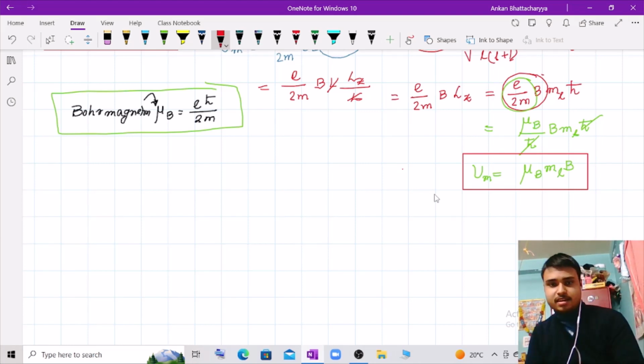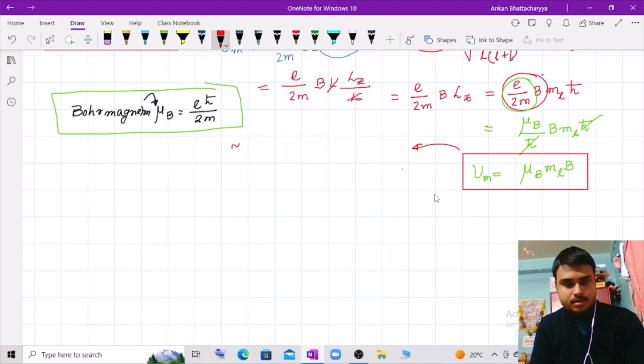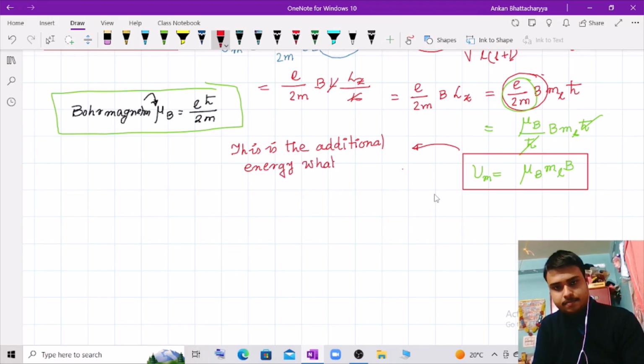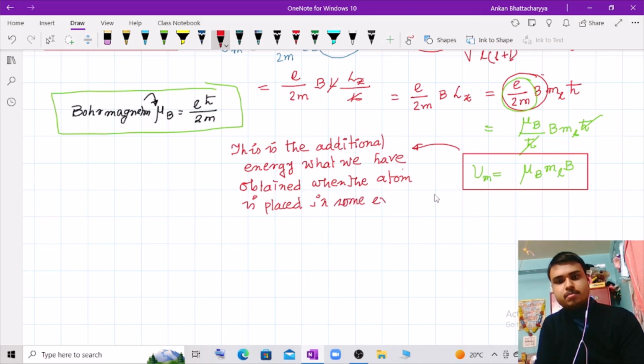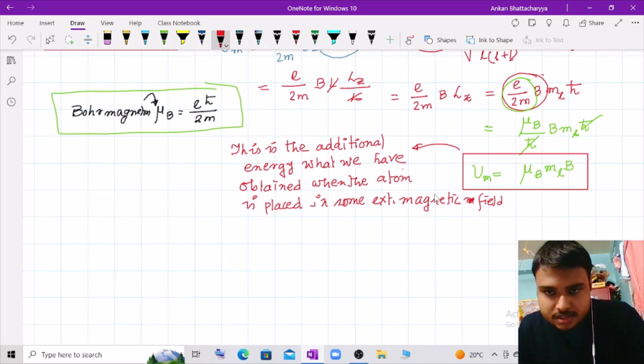So this is an additional energy. What is this? This is the additional energy which we have obtained when the atom is placed in some external magnetic field. So this is the additional term.